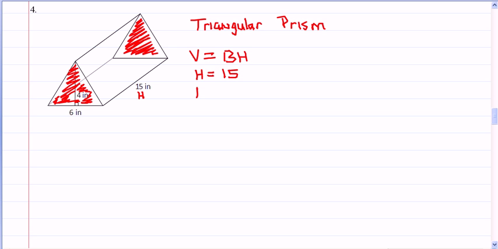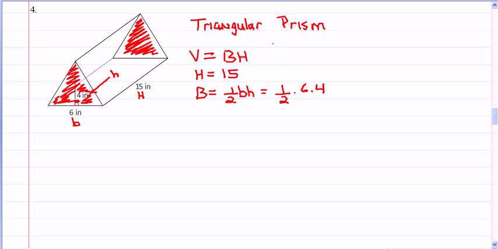And capital B is the area of the triangle that I shaded. And to find the area of a triangle, it's 1/2 base times height. And so 1/2 base times height. This 6 down here is the base, and this 4 right here is the height of the triangle. So it's 1/2 times 6 times 4.